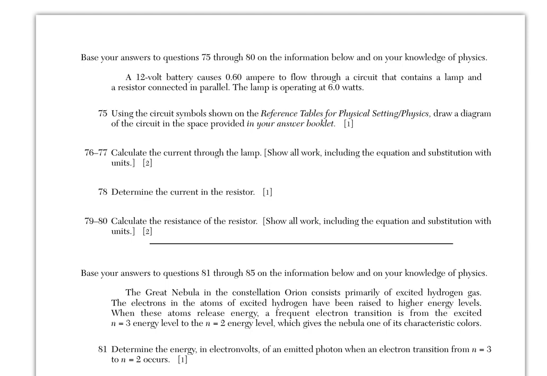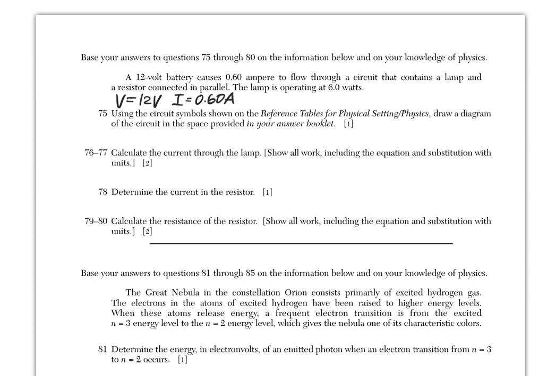75 through 80. Let's continue. Let's finish this thing. All right. So we have an electricity problem. I'm going to write as we go. So, a 12-volt battery. I don't really want to use blue, I want to use black. A 12-volt battery causes 0.6 amps. So my current is 0.6 amps.